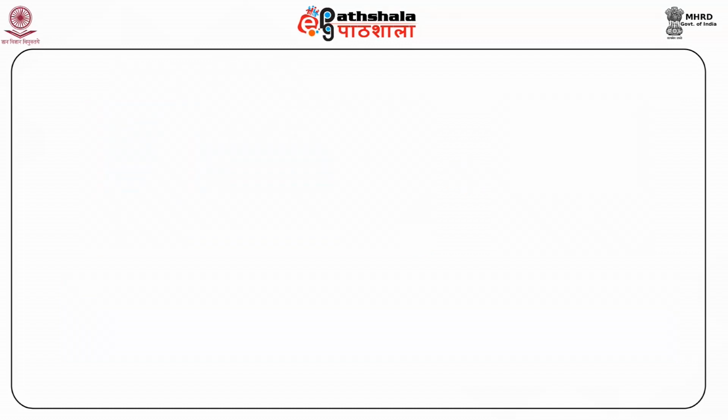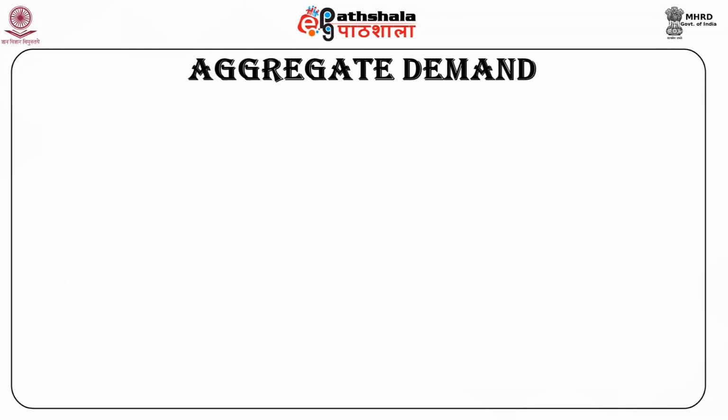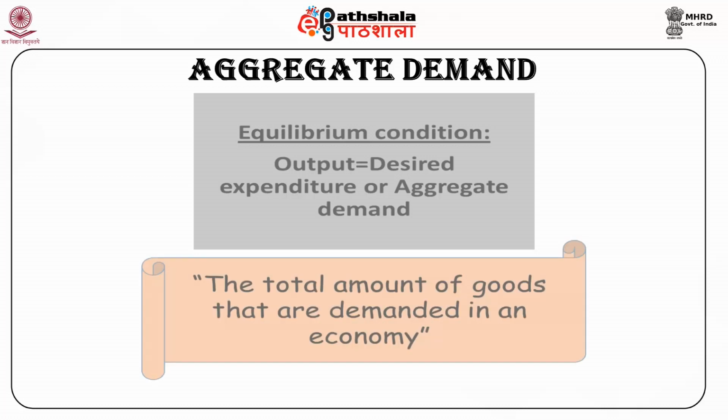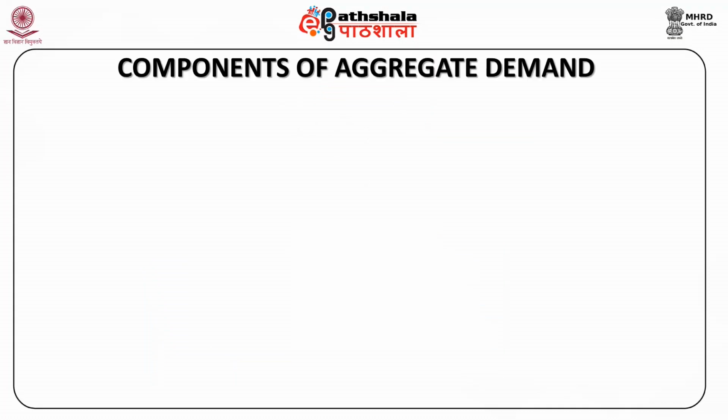Let us move over to the concept of aggregate demand. The equilibrium condition in Keynesian model is that output should be equal to desired expenditure or aggregate demand. It is therefore important to understand the concept of aggregate demand in an economy. The aggregate demand, AD, is the total amount of goods that are demanded in an economy. There are four components of aggregate demand.